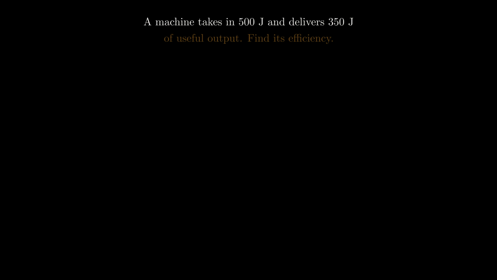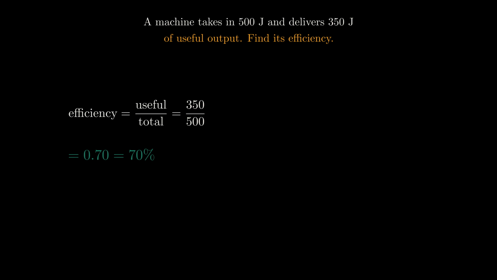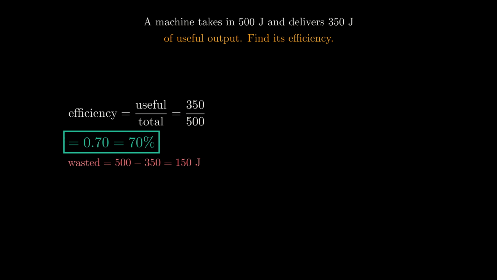Number 4. The hardest ties efficiency to the Sankey picture. A machine takes in 500 joules and delivers 350 joules of useful output. Find its efficiency. Straight from the definition, useful over total, 350 over 500. That's 0.70 or 70%. And the missing energy hasn't vanished. Conservation of energy forbids it. 500 in minus 350 useful leaves 150 joules wasted, almost always as heat.